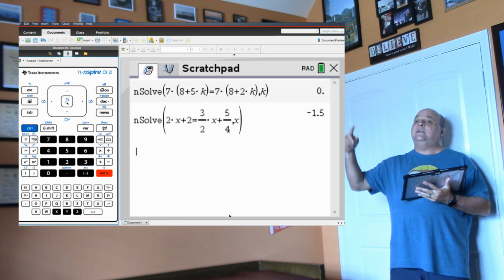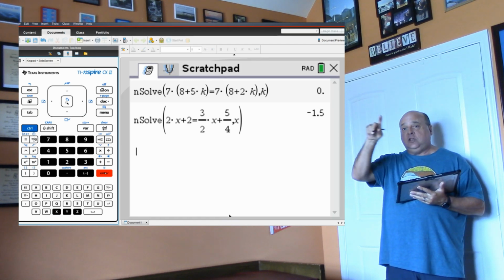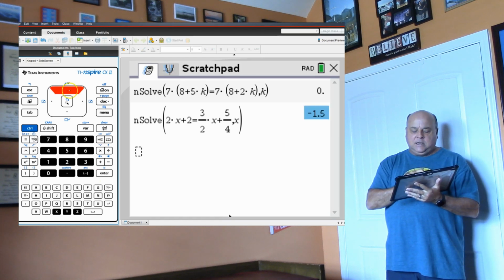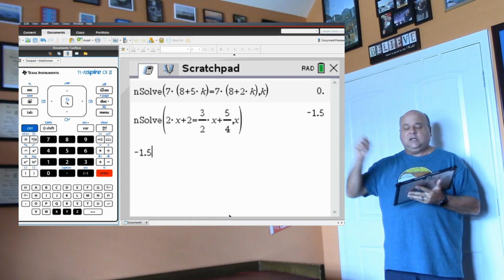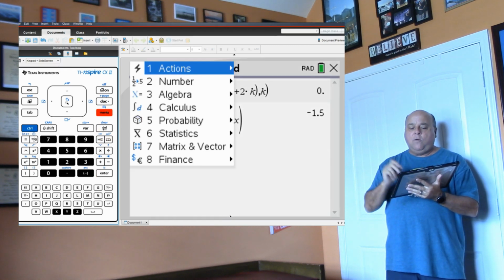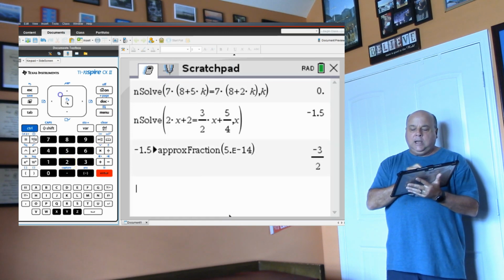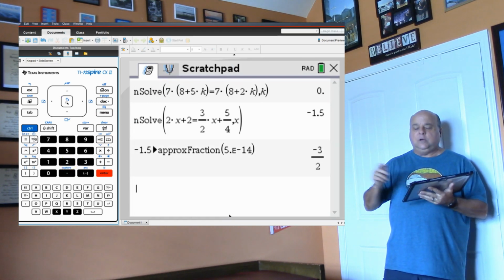Remember, on the test, on multiple choice, it might be a fraction. If this is a number that you just filled in, you would put negative 1.5. Let's hit the up button, hit enter, and then menu, number, and then approximate the fraction. So menu, number is 2, approximate the fraction is 2, hit enter. The negative 1.5 turns to negative 3 over 2.